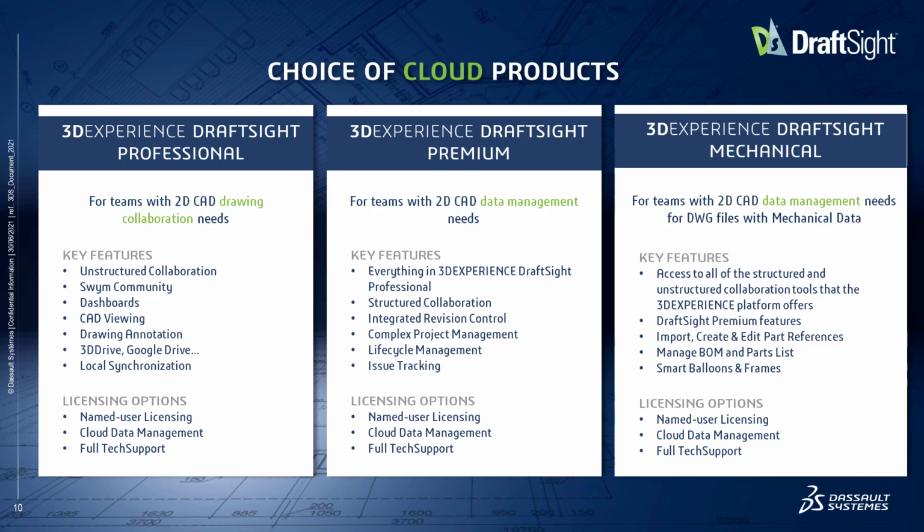And then in the middle, we have 3D Experience DraftSight Premium, where you get access to more of that structured collaboration power. You get everything offered in 3D Experience DraftSight Professional, and like I said, the structured collaboration tools. You get integrated revision control, as well as a complex project management tool with the project planner. You also get lifecycle management and issue tracking. And this same 3D Experience platform integration is also available with DraftSight Mechanical as well. So you get everything that 3D Experience DraftSight offers with the added mechanical features of DraftSight Mechanical. So it's the real full kit and caboodle.